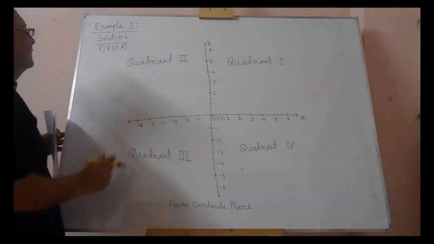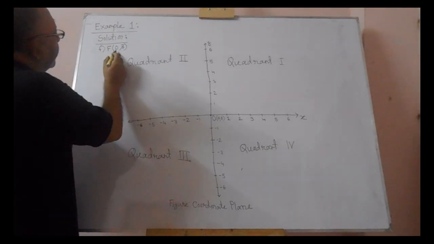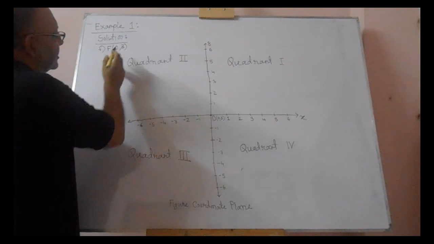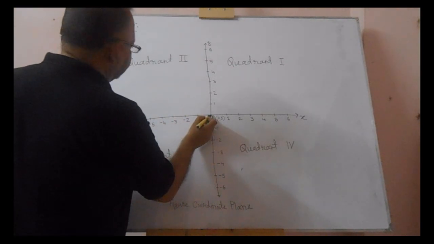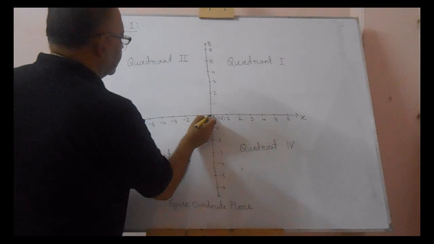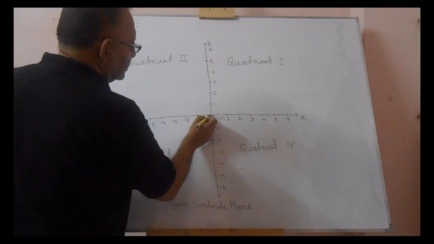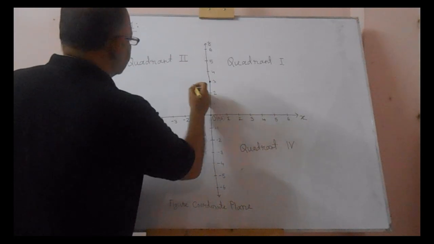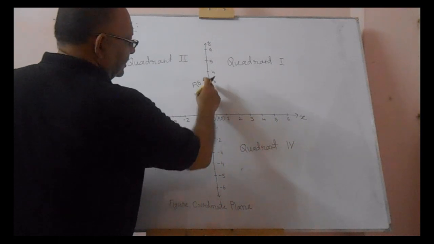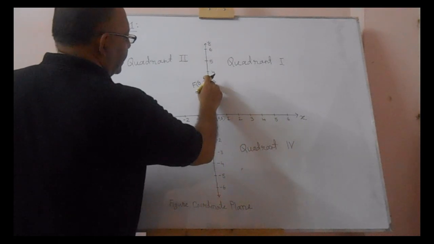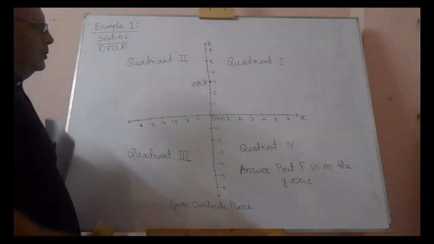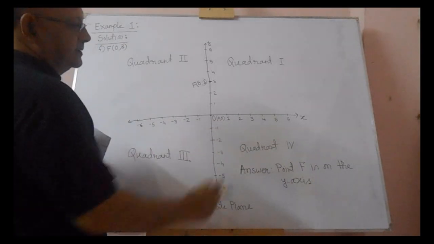This is part F, and the point is F, and it has x coordinate of 0 and y coordinate of positive 3. X coordinate of 0 is here and y coordinate is positive 3, which is from this point 1, 2, 3. This is the point F. This point is on the y axis. So we can write the answer. Point F is on the y axis.